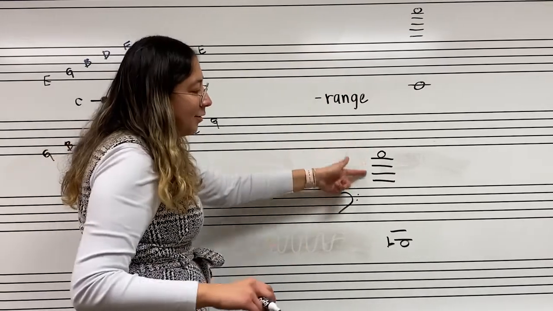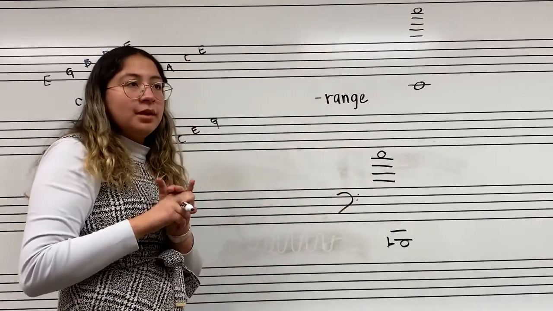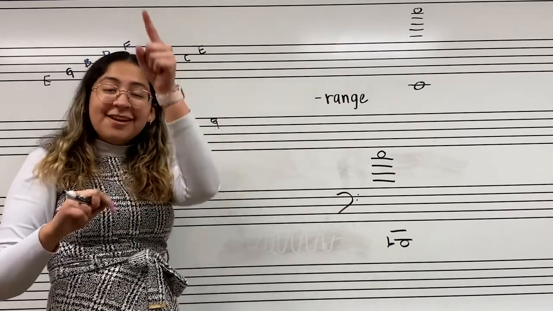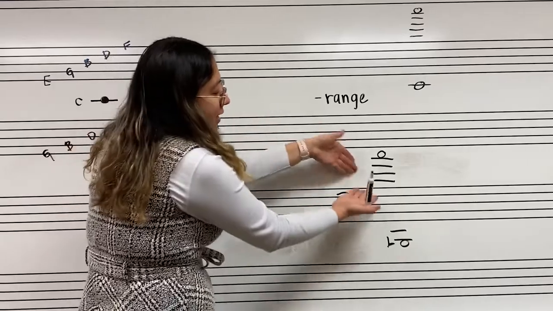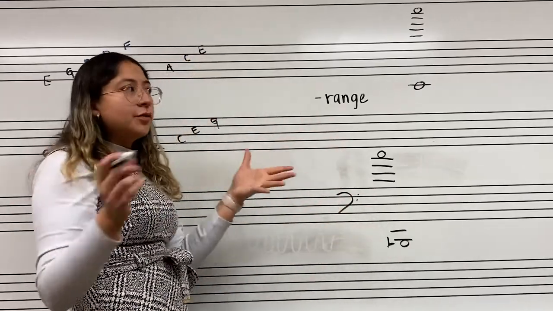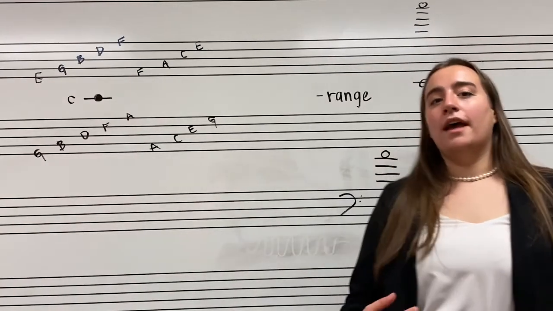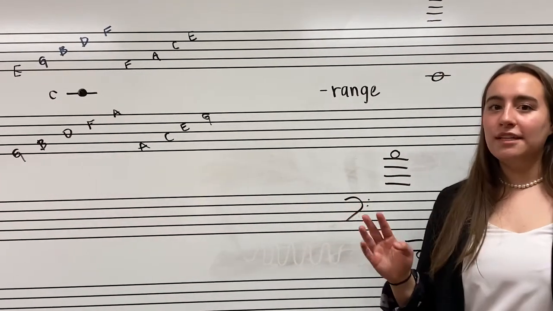But yeah, with all these ledger lines, third line space in the treble clef, the C of the staff. There we go. So this would be the range for a euphonium. And you know, vocalists probably have a much wider range. Awesome. And it's a great segue into register.